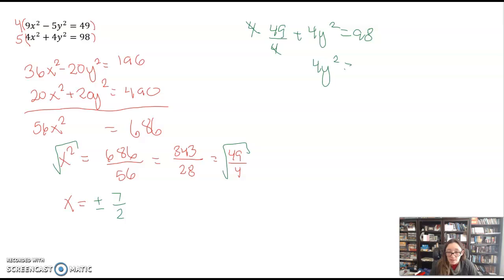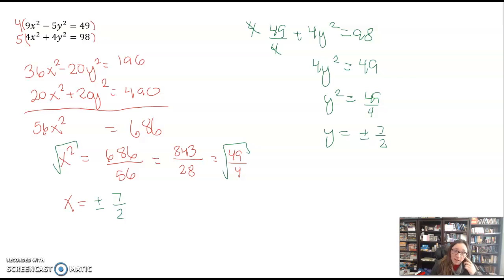In order to get the y squared by itself, you have to subtract the 49. Divide by 4. And look, it comes up just exactly the same. So y equals plus or minus 7/2. Okay. Now, because I didn't specify which x value I was plugging in here, it means that both x values will have both y values.